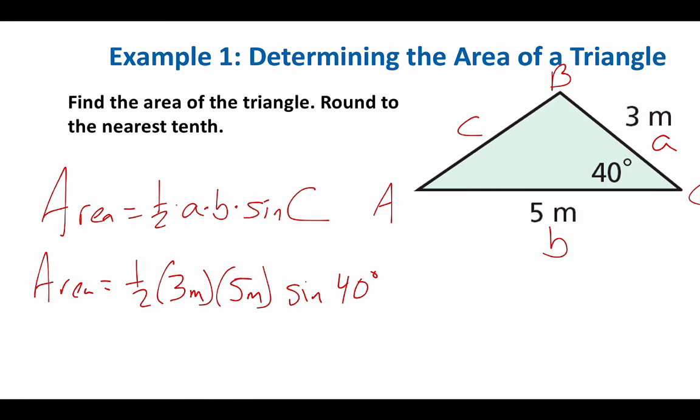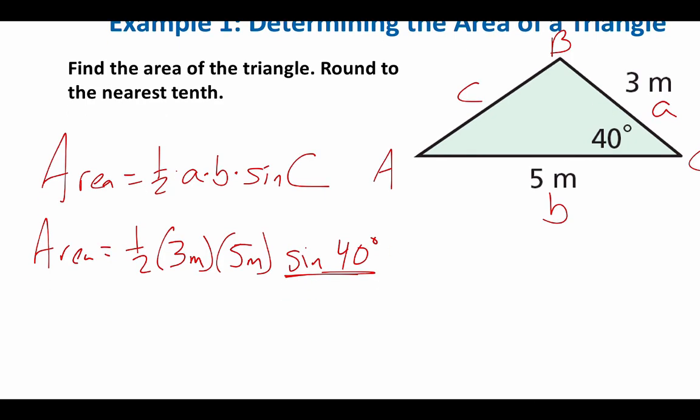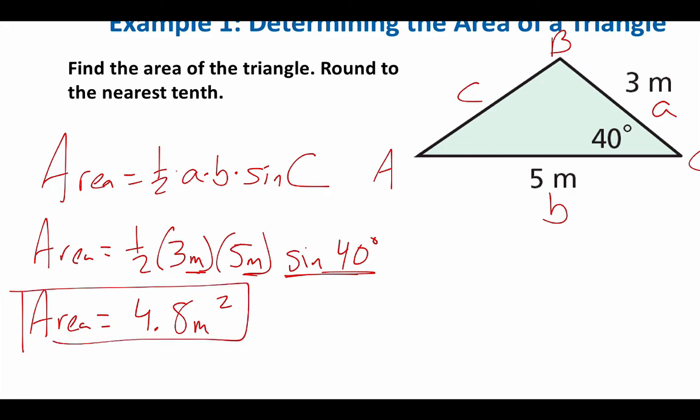Now, we're going to type this into a calculator, remembering to make sure our calculator is in degree mode. After we do 1/2 times 3 times 5 times the sine of 40 degrees, it's going to give us about 4.8. I included the units here: we got meters times meters, so we're going to say meters squared. So we have to make sure we're in degree mode on our calculators. That's just another way to calculate the area of a triangle.